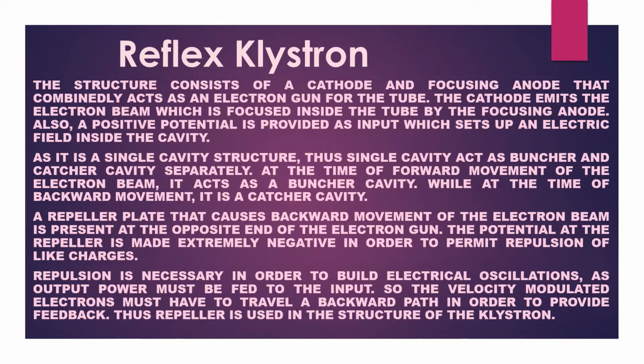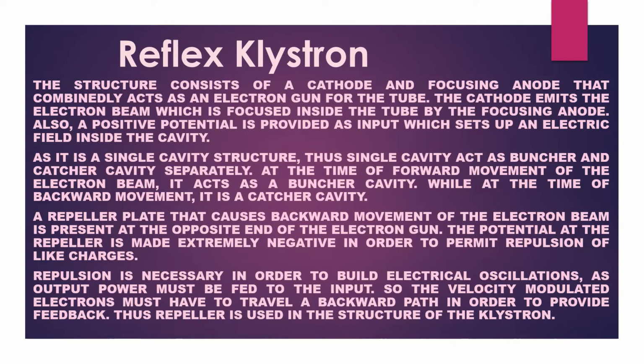As it is a single cavity structure, the single cavity acts as buncher and catcher cavity separately. At the time of forward movement of the electron beam, it acts as a buncher cavity, while at the time of the backward movement, it is a catcher cavity. The repeller plate that causes backward movement of the electron beam is present at the opposite end of the electron gun, which we have seen in the diagram.